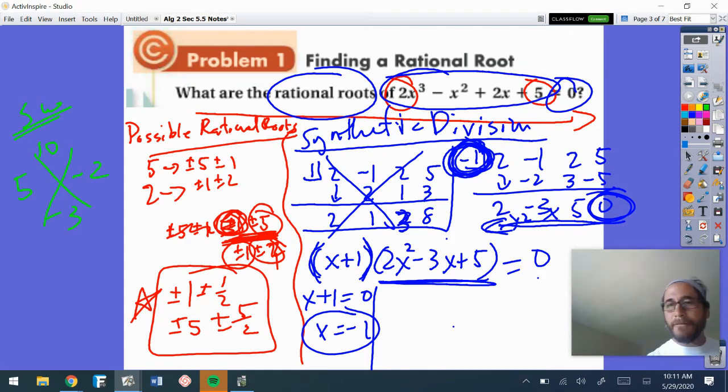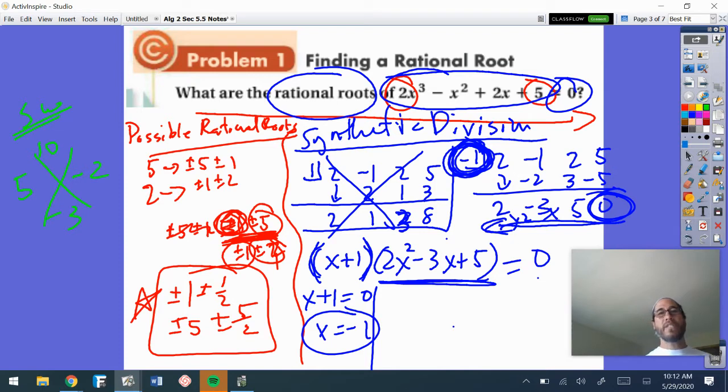Okay, so let's see here. What else would work? A negative 5 and a 2, but that's not going to work because I need it to be positive 10. So what the heck is going to give me a positive 10? I don't think anything else works, class. And if nothing else works, what do we need to do? We need to make sure we do our quadratic formula.